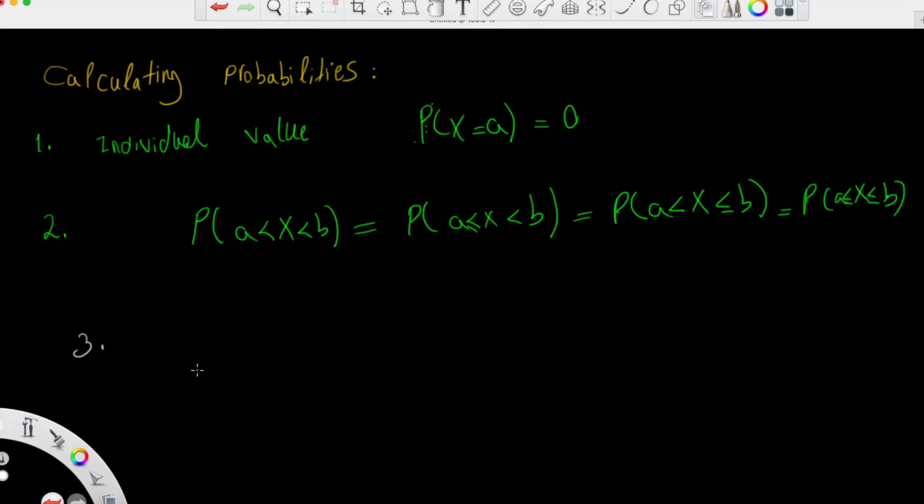The third one, which is really important: in order to find the probability of a continuous variable in an interval, for example x between a and b, I just told you that no matter whether a and b are included or excluded, it will be the integration from a to b of f of x dx, where f of x is your PDF, probability density function.